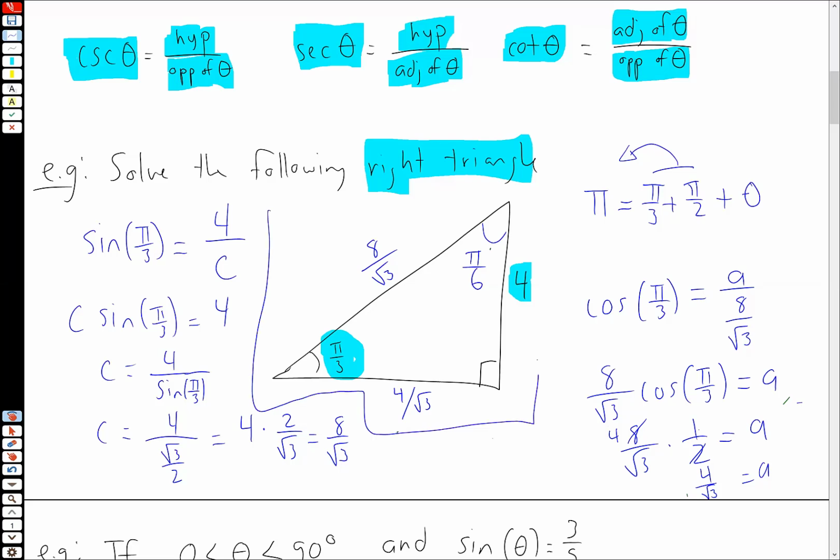Now, I do want to point out, and I was saying this as we were doing this, there are multiple ways of doing this. We have all the other trig functions that we could have used in this case. I was just using sine and cosine. But again, there's a lot of ways you can do it. Okay, so just keep that in mind.